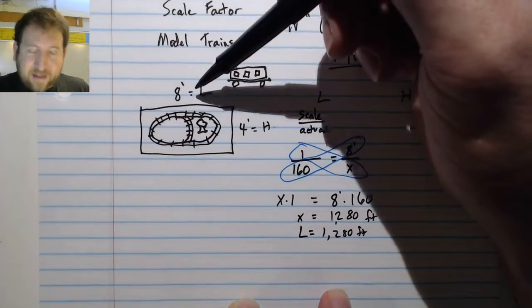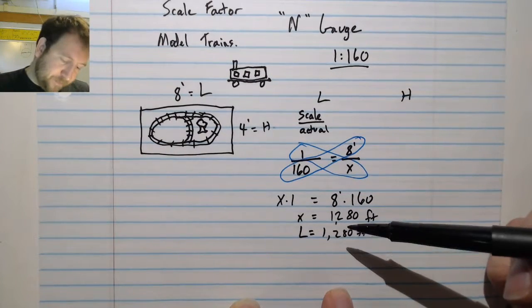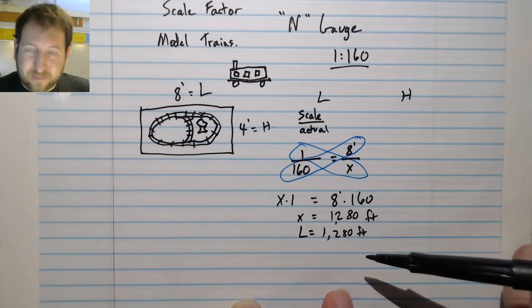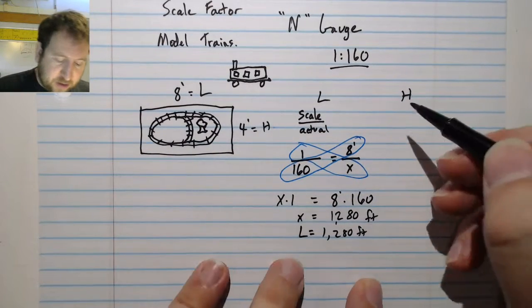If I did the 8, the other one should be half. So I'm going to guess that it's going to be what? 640 feet, because I can divide that in half. But I'm going to go through the math anyway, just to make sure that I did it right.